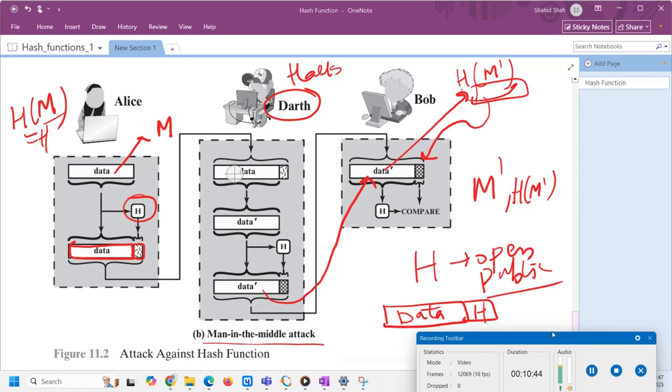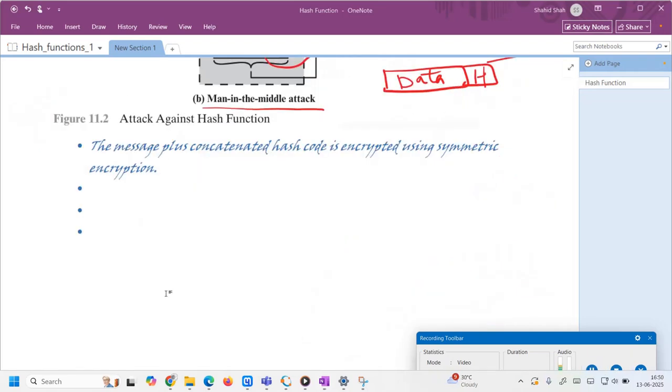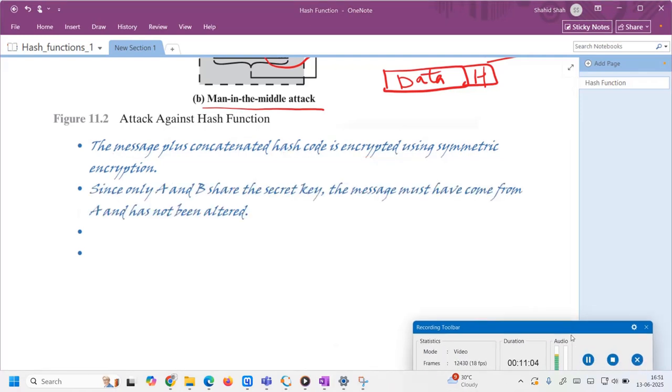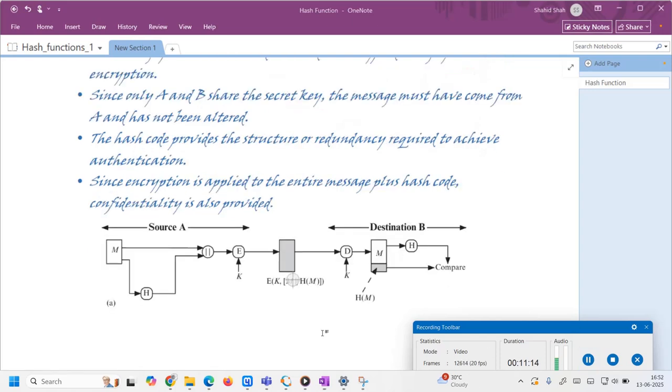Now we want to overcome this disadvantage of using a hash function without securing it. There are a couple of ways to do it. One of the ways is that we concatenate the message and hash code and then encrypt it using symmetric encryption. You can use any symmetric encryption scheme like DES or AES. Now since only A and B are the two parties, let me first put the figure here. A is the transmitter side and B is the destination side, the receiver side.